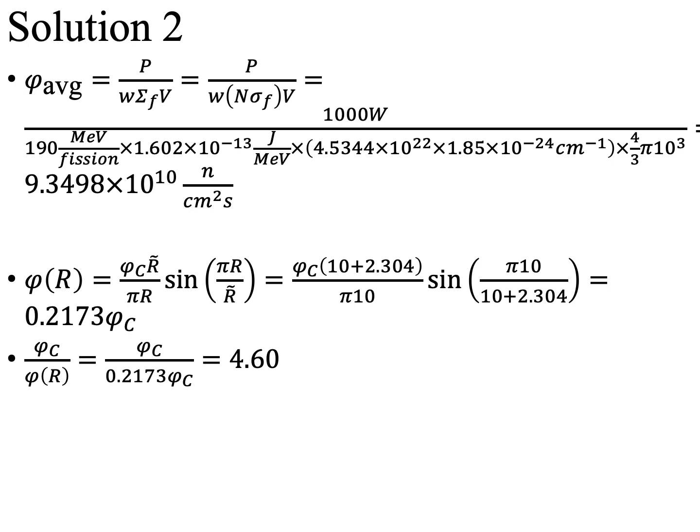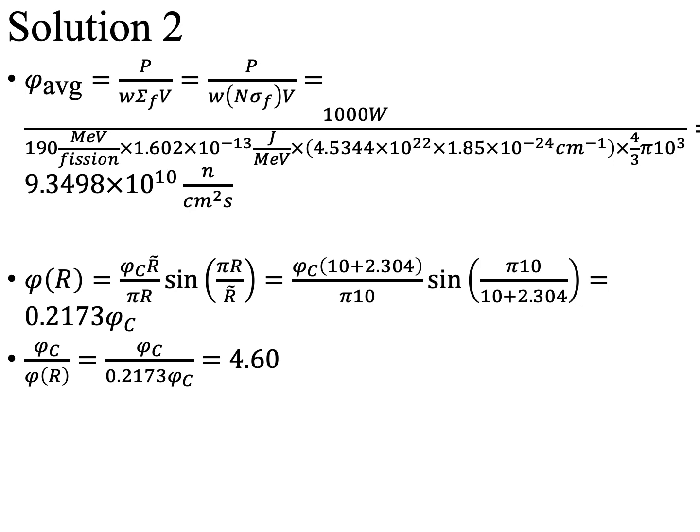Next one, we calculate the average neutron flux. The average neutron flux is related to the thermal power. The device has a thermal power of 1 kilowatt, and we'd like to calculate the neutron flux. The relationship between the neutron flux and the power is shown by this equation.